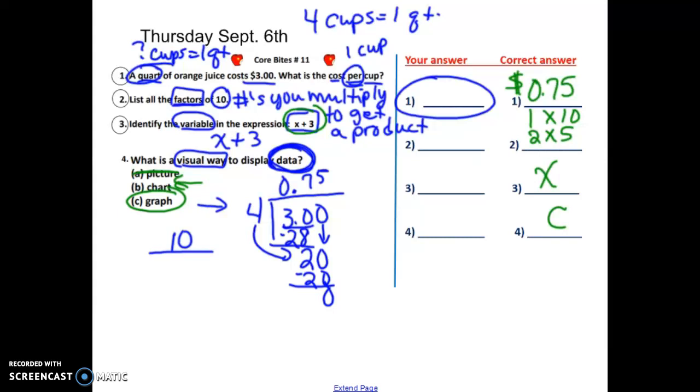Make sure that you have all of your work and answers correct and put this in your pocket folder. Remember, I am taking up this paper tomorrow to check to make sure that each day's Core Byte sheet is complete with the work, your answers, and the correct answers and work. So make sure that if you haven't done that, that you go back and watch the videos in Google Classroom and make up any of these that you have not done.